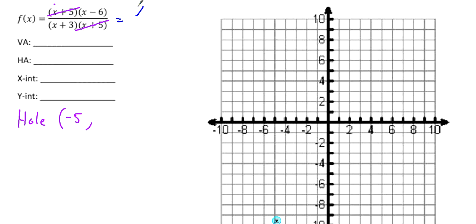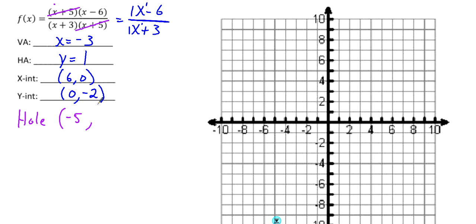Then I rewrite my equation without it, and I use this equation without the common factors to find the information for the rest of my rational function. Okay, so again, the top gives me my x-intercepts, so we have one at (6, 0). The bottom gives me my vertical asymptotes. My powers are the same on top and the bottom, so we use the coefficients. So the horizontal asymptote is at 1. We plug in 0 and we get -2 for our y-intercept.